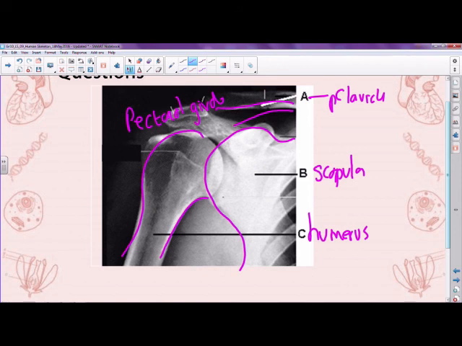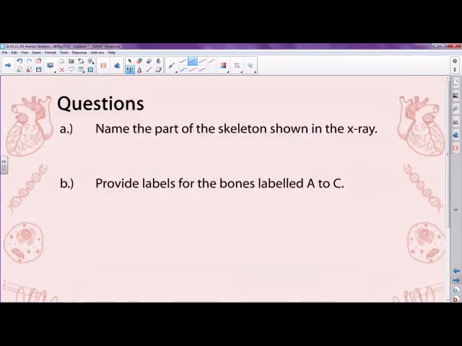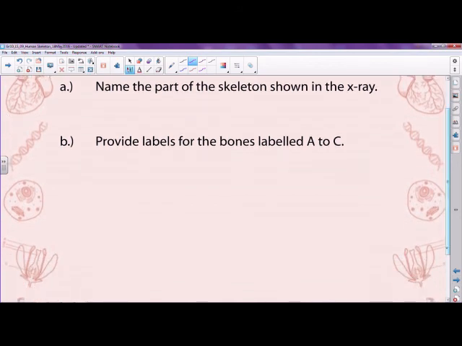So when we come to the questions that we ask you, as you can see, there we go, name the part of the skeleton shown in the x-ray. That was my pectoral girdle. Label bones A to C. So I don't have to give you a false diagram of a skeleton. I can actually show you x-rays.